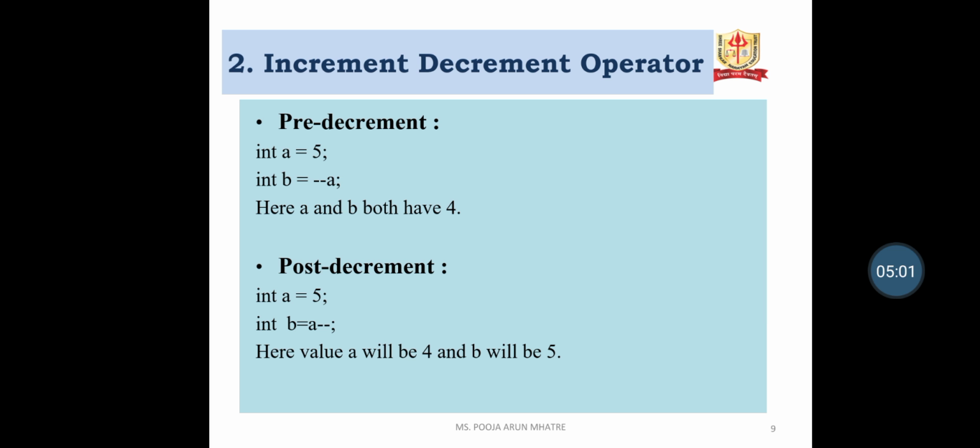Post decrement. Value of a is 5. b is equal to a minus minus. So here the value of a is assigned to b first, then the post-decrement operator gets executed. That means the value of b is 5 and a is 4.